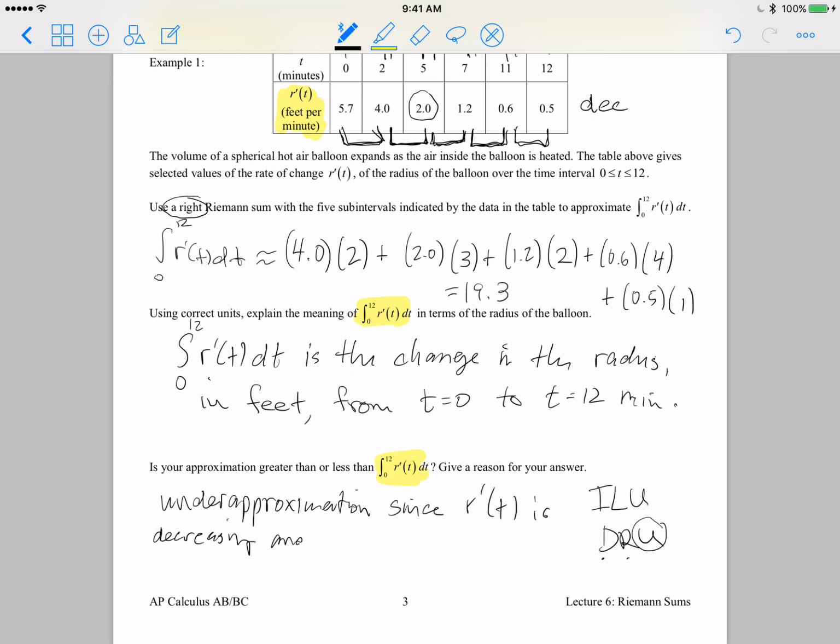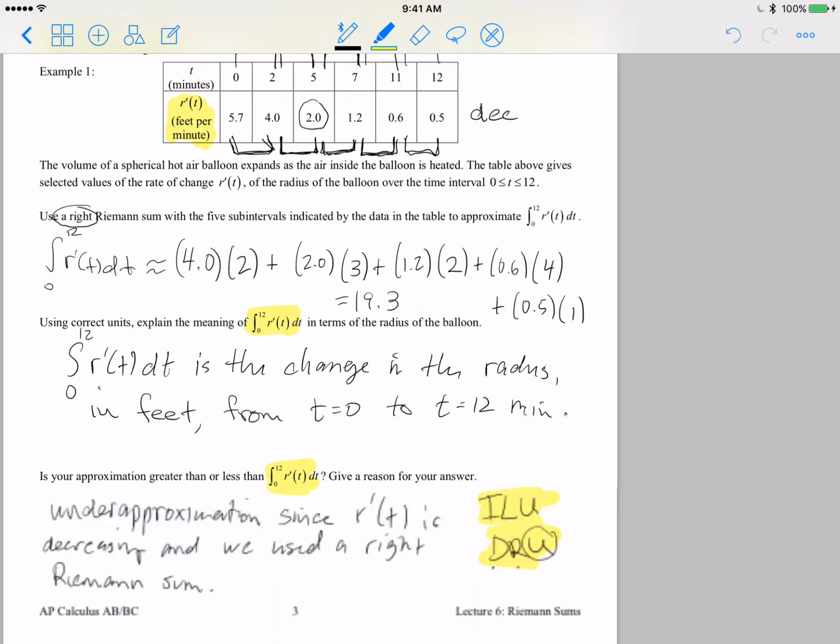And not only that, we used a right Riemann sum. Okay, so those are the two reasons that you have to state for whether or not something is an under approximation or an over approximation. And this acronym right here is incredibly helpful, so make sure you don't forget that.